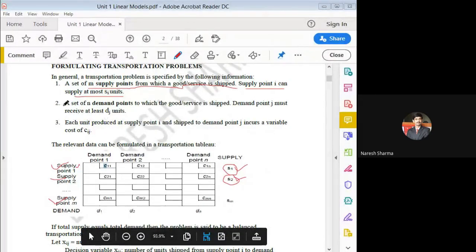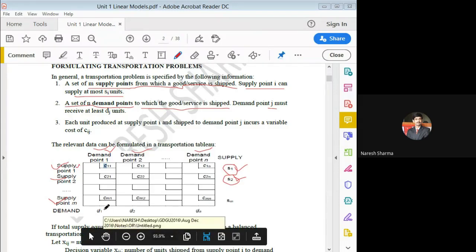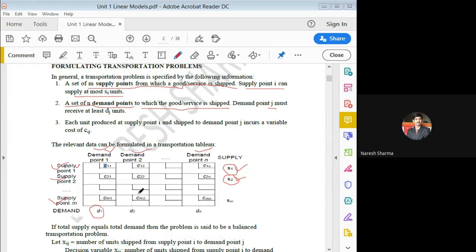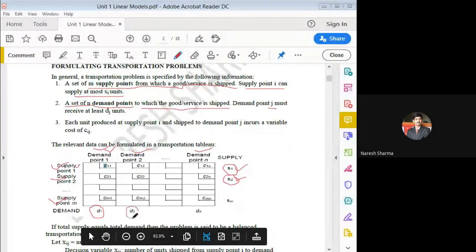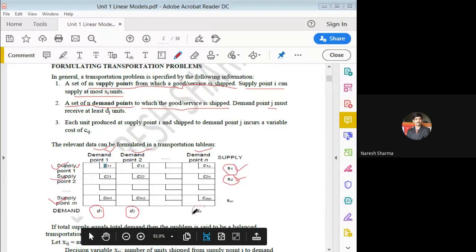Similarly, the second information we require is the set of N demand points. So these are the warehouses, they have their particular demands, to which the good is shipped. So demand point 1, suppose its requirement is D1 units. Demand point 2, warehouse 2, has requirement D2 units. Similarly, demand point N has requirement DN units.